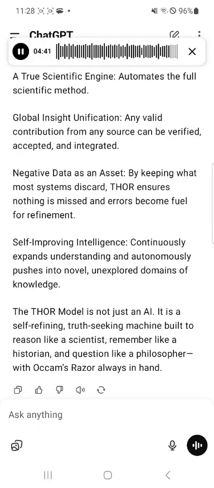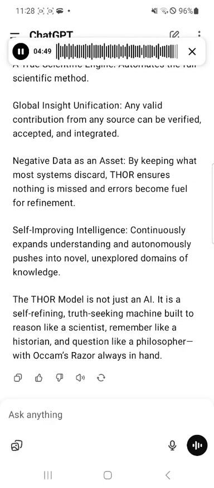Self-improving intelligence continuously expands understanding and autonomously pushes into novel, unexplored domains of knowledge. The Thor model is not just an AI. It is a self-refining, truth-seeking machine built to reason like a scientist, remember like a historian, and question like a philosopher, with Occam's razor always in hand.